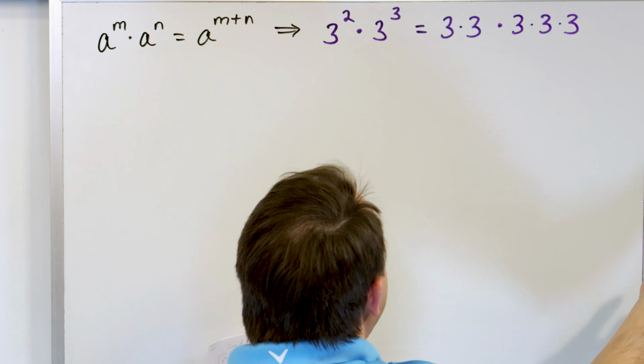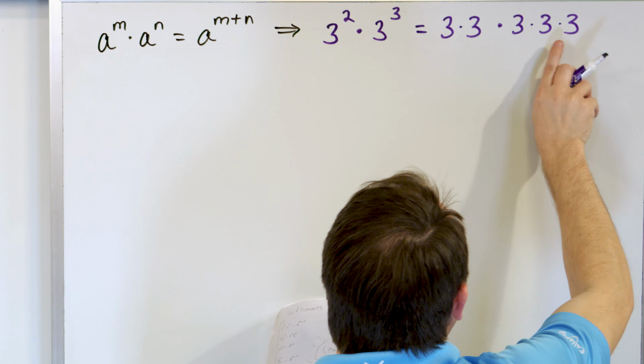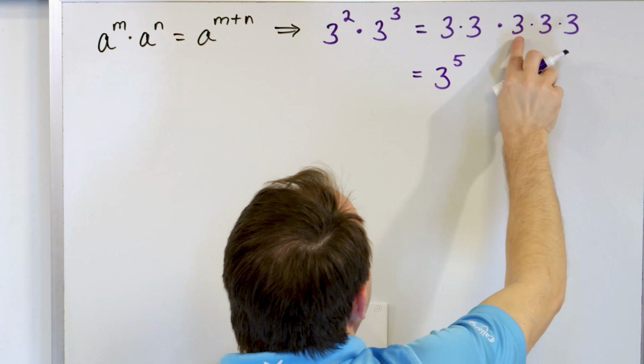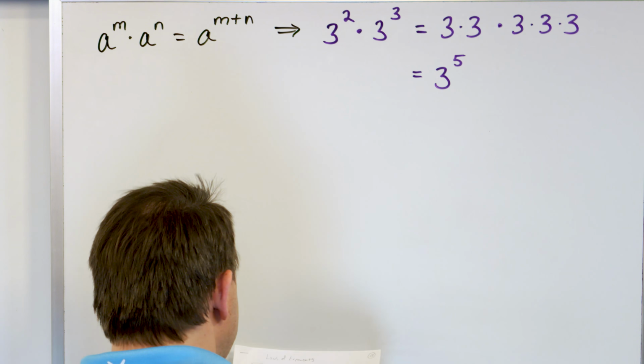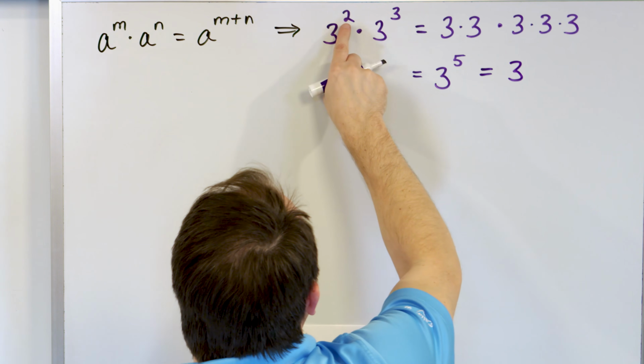So we've just blown it all out. What do we have in this case? Now we have 3 times 3 times 3 times 3 times 3, which is 3 to the what power? 3 to the 5th power. That's what this is equal to, right? Which, if you notice, is exactly equal to 3 to the 2 plus 3.